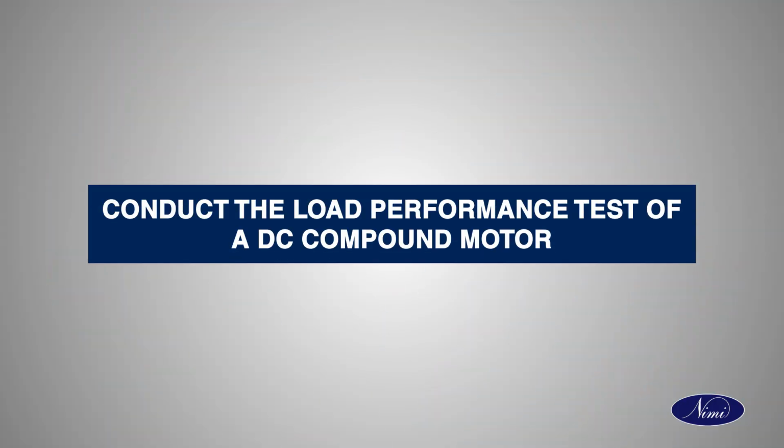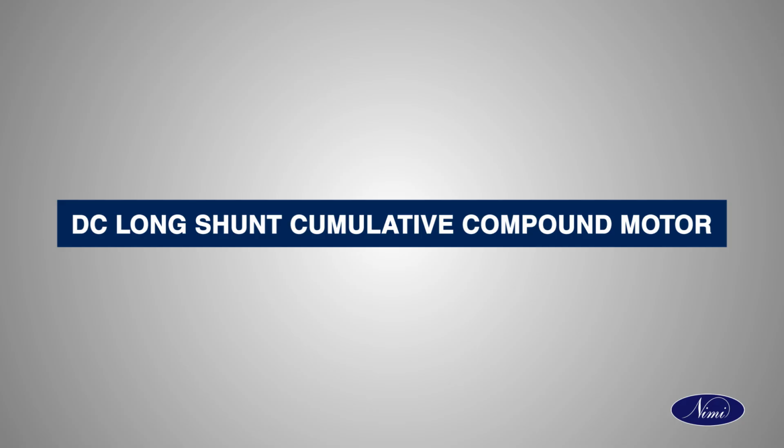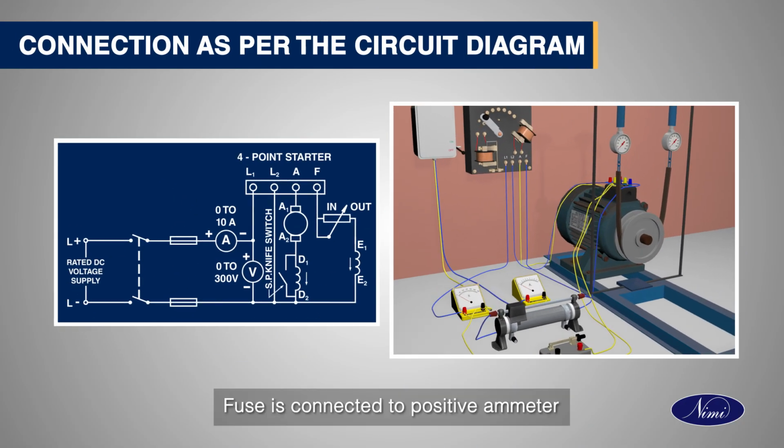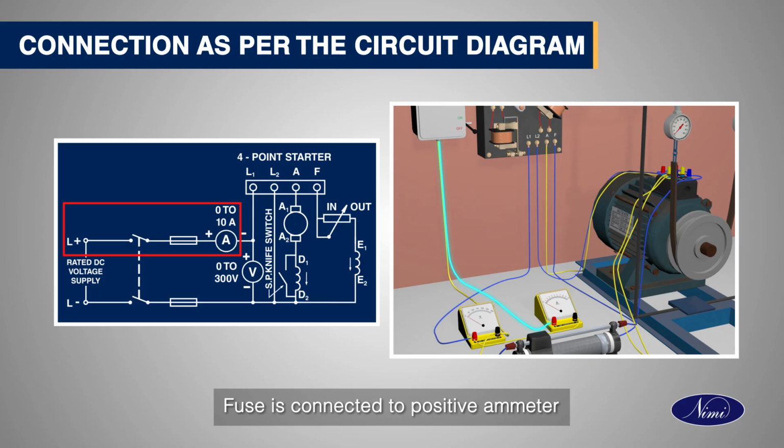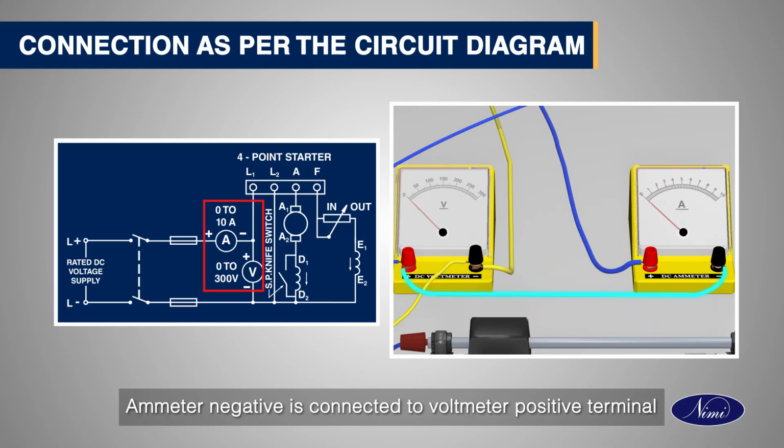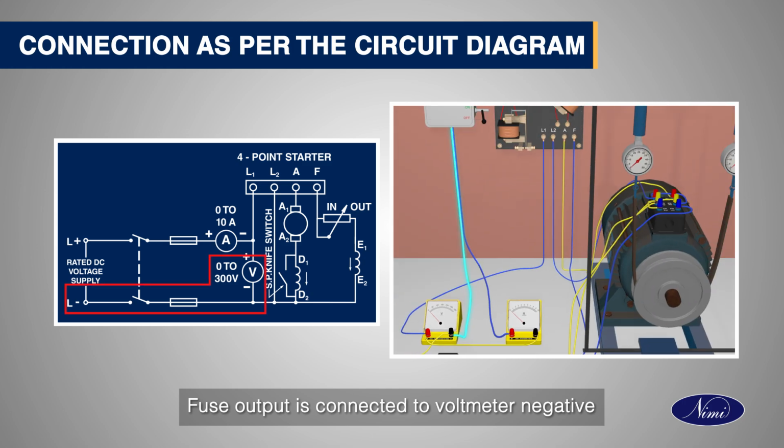Task 3. In this task, we will conduct the load performance test of a DC compound motor. Subtask 1. DC long shunt cumulative compound motor. Fuse is connected to positive ammeter. Ammeter negative is connected to voltmeter positive terminal. Fuse output is connected to voltmeter negative.